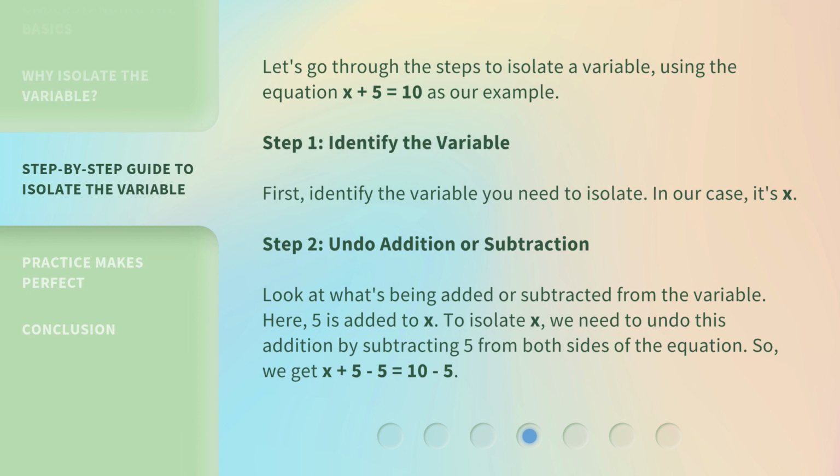Let's go through the steps to isolate a variable, using the equation x + 5 = 10 as our example. Step 1. Identify the variable. First, identify the variable you need to isolate. In our case, it's x. Step 2. Undo addition or subtraction. Look at what's being added or subtracted from the variable. Here, 5 is added to x. To isolate x, we need to undo this addition by subtracting 5 from both sides of the equation. So, we get x + 5 - 5 = 10 - 5.